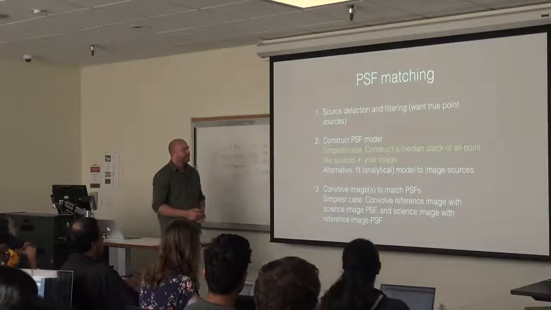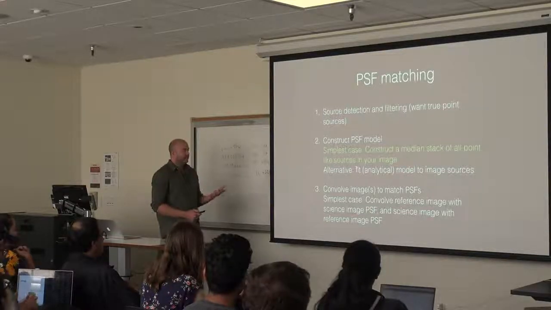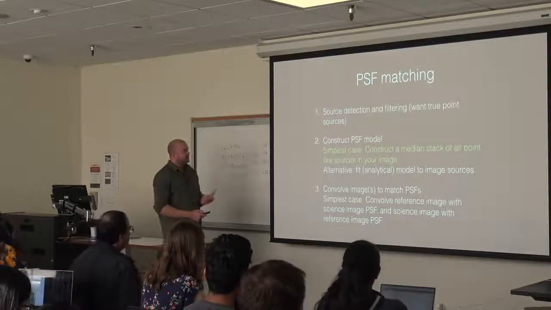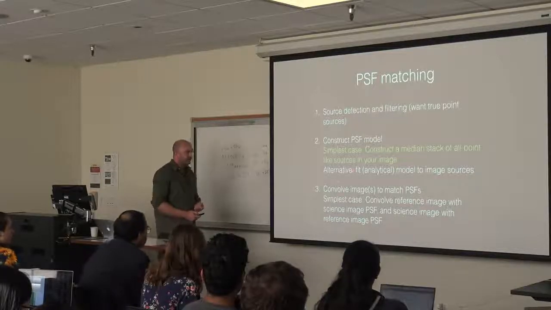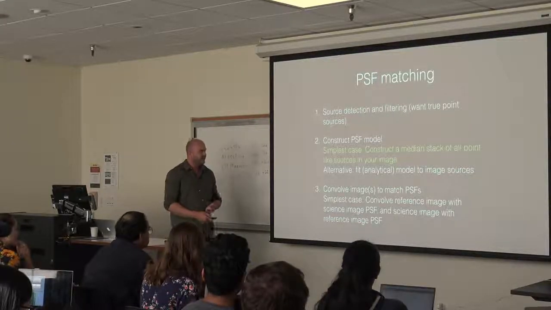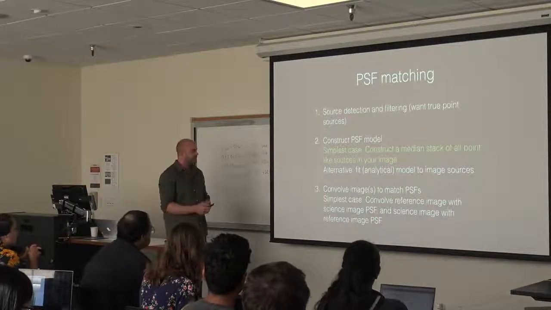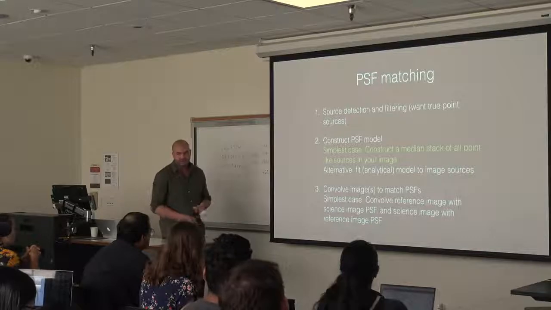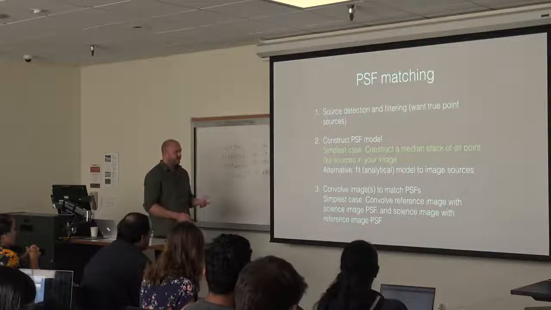So, of course, to actually do that, you have to construct a model of the PSF in each image. The simplest way to do that, you figure out which are stars, which you learned yesterday how to do. You stack all the stars on top of each other and do a median. Or you can assume you know something about how this PSF behaves in terms of some analytical function, or many functions typically, and fit that to the median or to each individual star. When you have that, you apply the convolution, like I said.